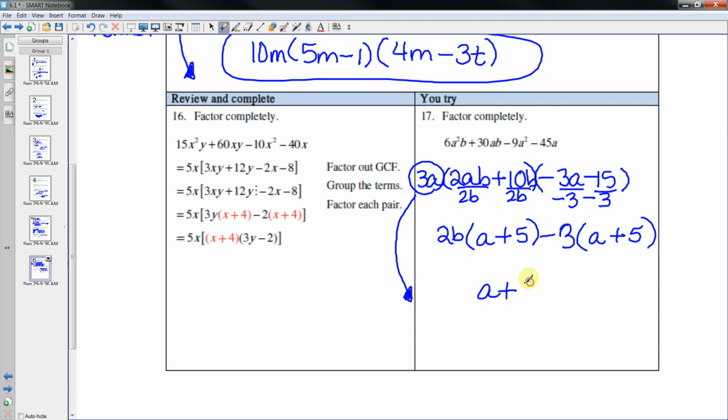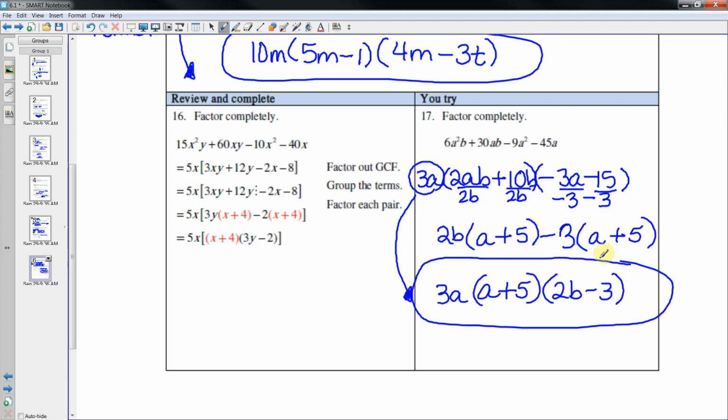So bring down the matching parentheses, and then the 2b minus 3 go together. And then don't forget our 3a that we took out at the beginning. That would be factoring completely with grouping.